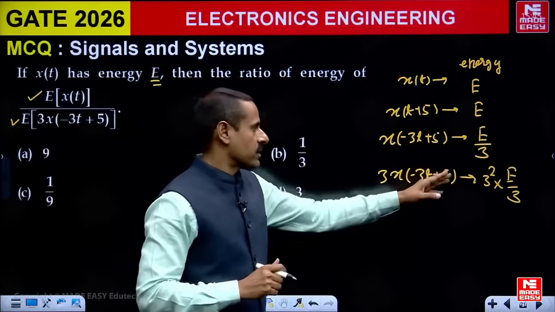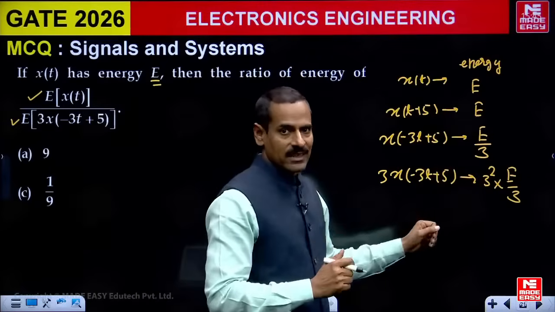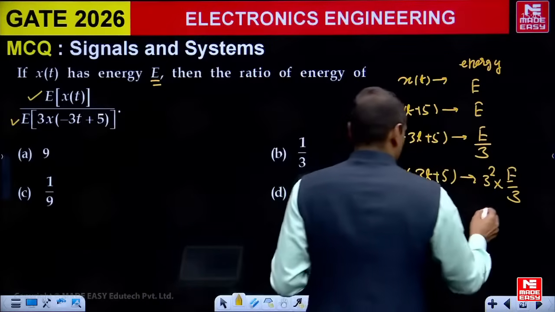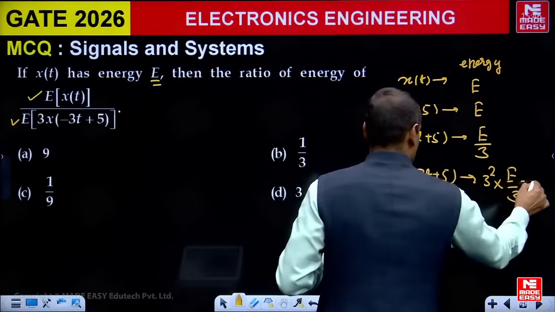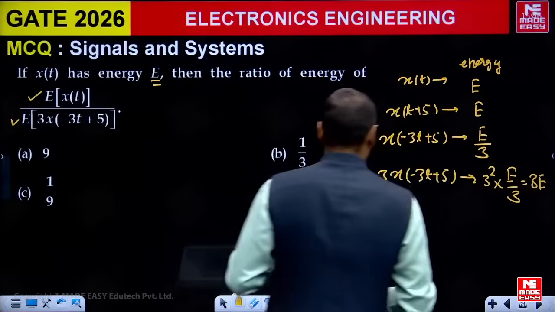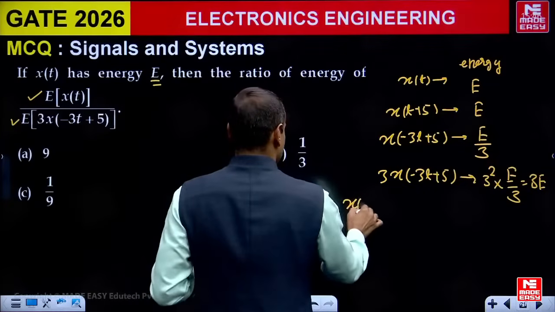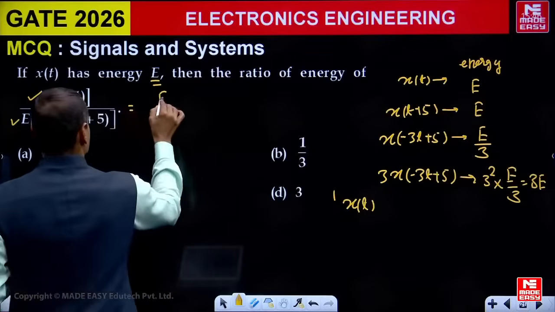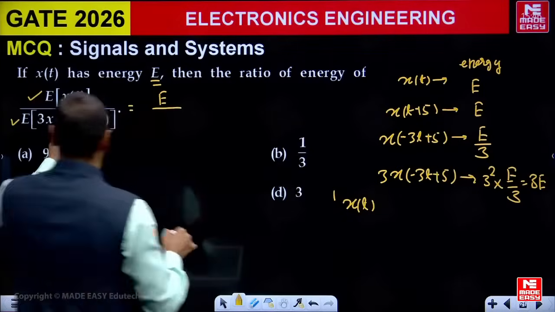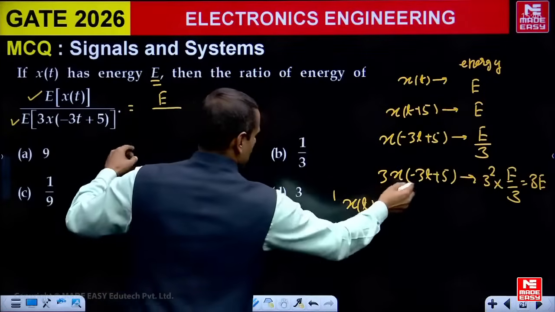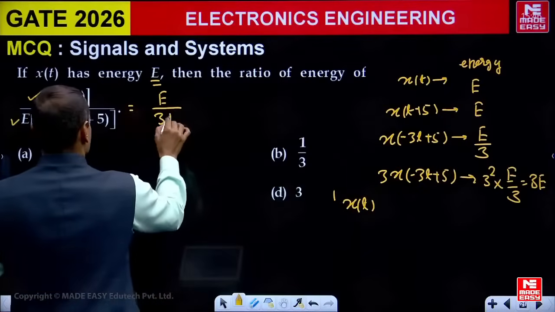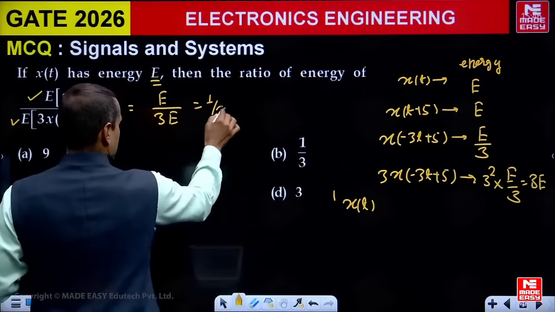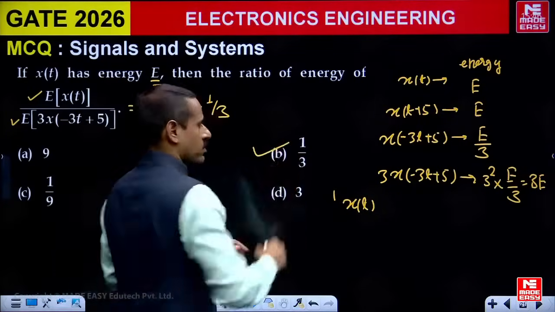तो प्रीवियस एनर्जी को मॉड 3 होल स्क्वायर से मल्टीप्लाई करते हैं, मतलब 3 स्क्वायर से। तो अब 3 से स्क्वायर कैंसिल आउट होगा, तो कितना आया? 3e। तो हमने देखा सिग्नल x(t) की एनर्जी e, और एनर्जी ऑफ 3x(-3t+5) की एनर्जी 3e। तो बेटा रेशियो कितना आया? 1/3। कौन सा ऑप्शन करेक्ट है?